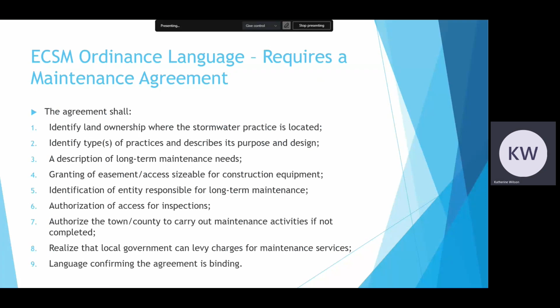Specifically, what the 1997 ordinance said regarding maintenance. This is the language it uses. It describes the long-term maintenance needs. It indicates where the drainage and access easements are. The maintenance agreement is supposed to identify the entity and individual's responsibility. Those are a couple examples of what is required.